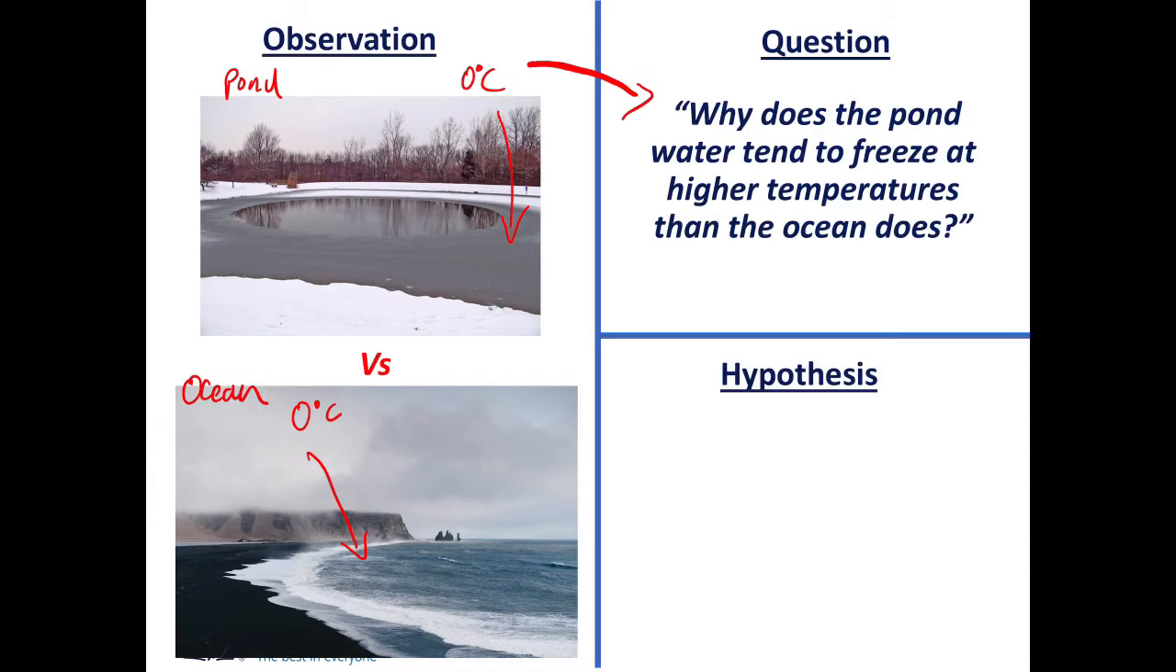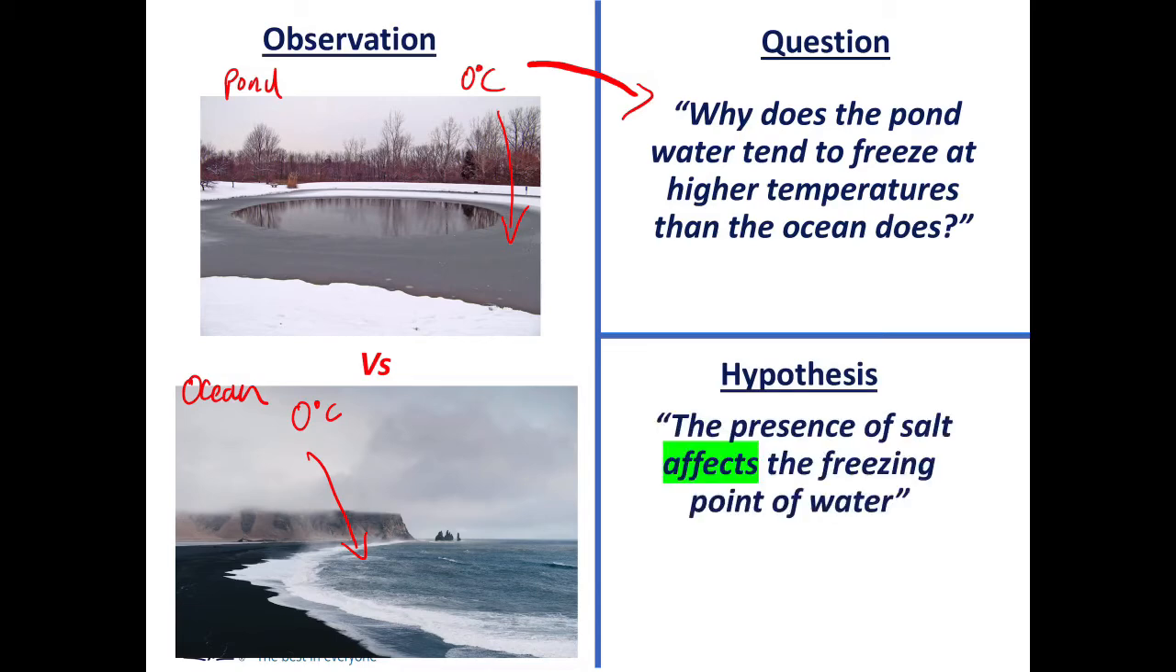So the hypothesis for this particular observation is the presence of salt affects the freezing point of water. Now, this is a good hypothesis because it's something that we can test. First of all, it's something that we can observe and test. We know that pond water is usually a fresh water source, so there's no salt in pond water, and we know that the ocean has salt in it, has salt water.